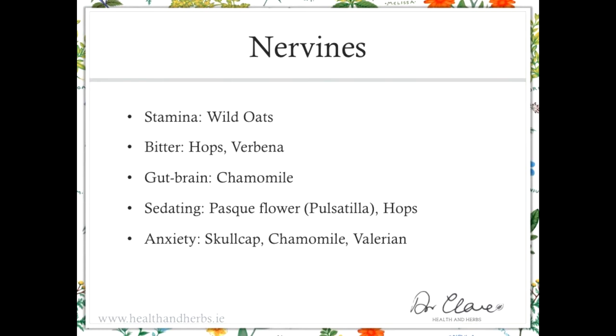And valerian, which is probably the most well-studied and one of the herbs with most effectiveness shown for its anti-anxiety effect. It's important that valerian would be used on an ongoing basis, and in general that most of the nervines would be used on an ongoing basis, particularly for chronic stress.